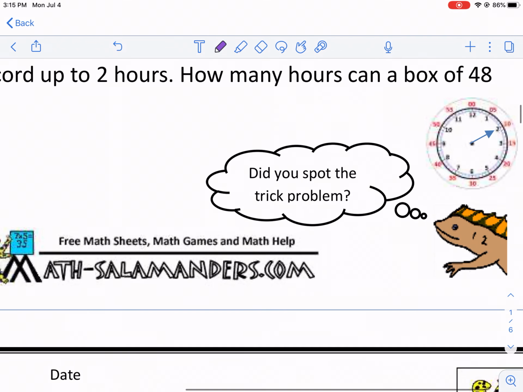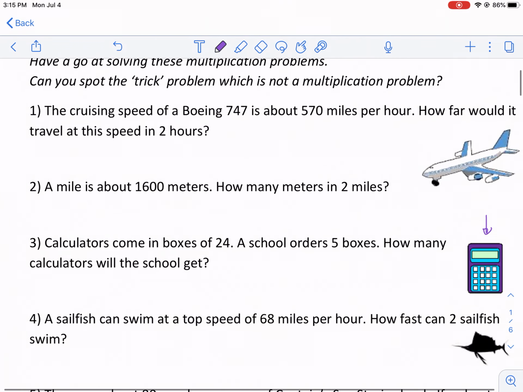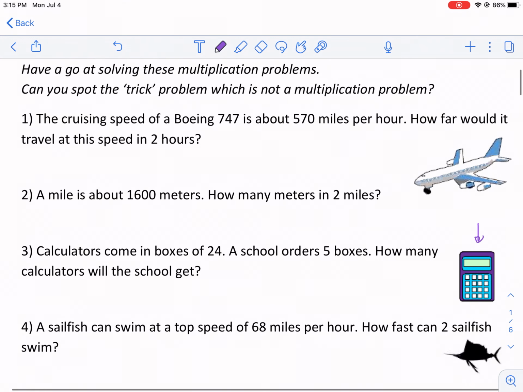And we have a little hint here from Sal the Salamander. Did you spot the trick problem? Well, we're going to have to keep our eyes open for this trick problem, but let's go ahead and start with number one. The cruising speed of a Boeing 747 is about 570 miles per hour. How far would it travel at this speed?